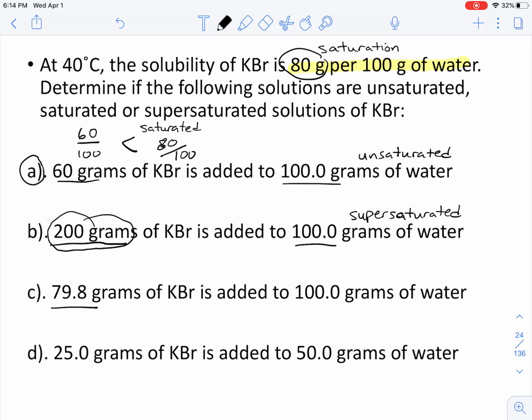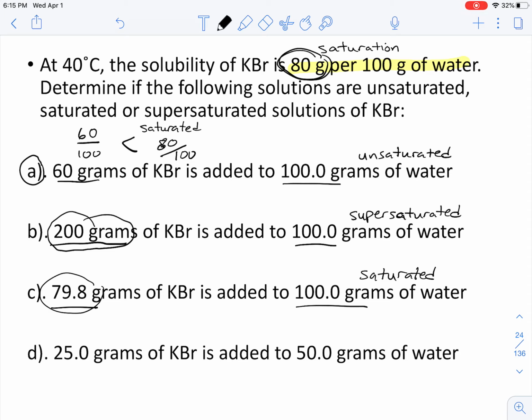And so for part C, we have 79.8 grams of potassium bromide, and we're going to add that to 100 grams of water. So 79.8 grams is very, very slightly below 80, but it's very close to it, right? It's only about 0.2 grams away. And so we can go ahead and say that this solution is probably going to be saturated, or it's near to the point of being saturated.